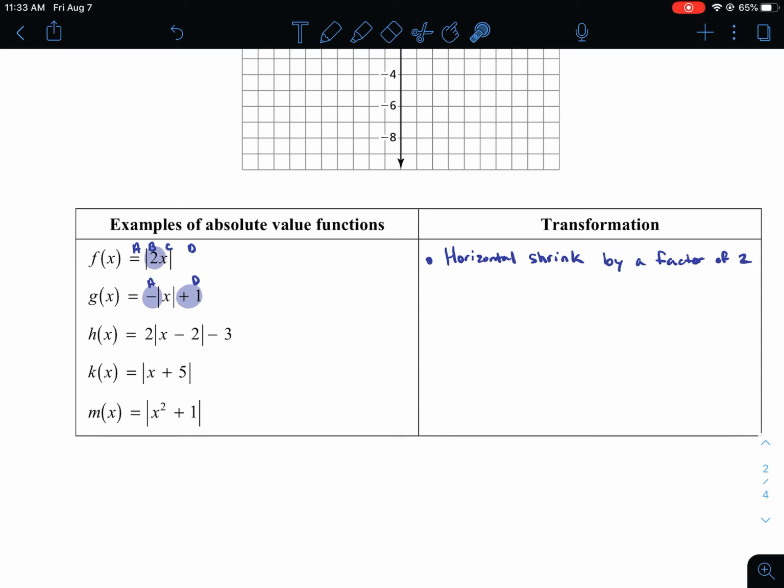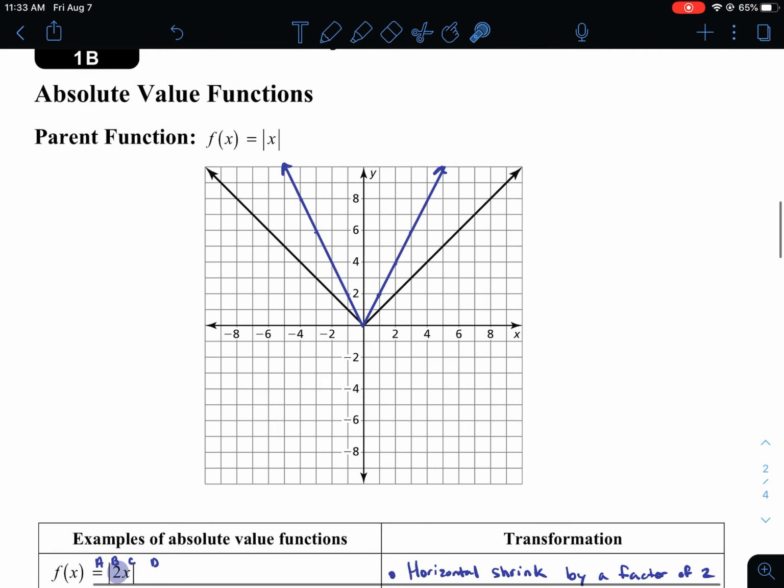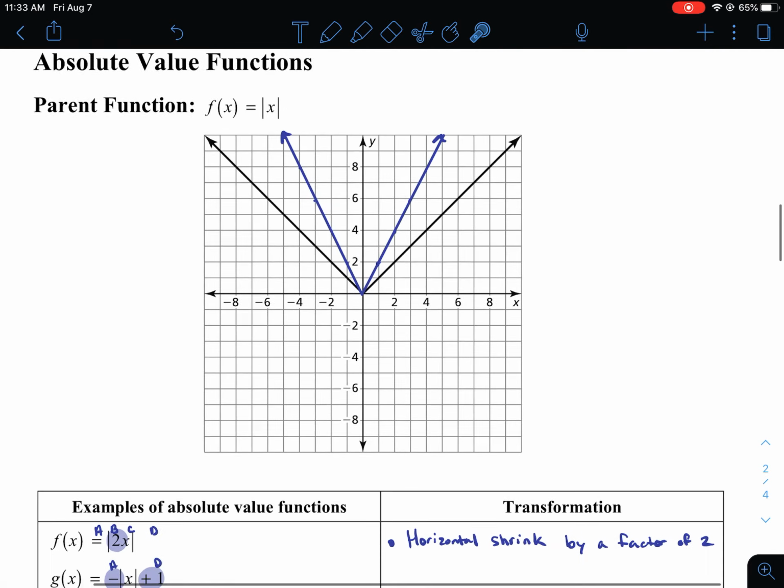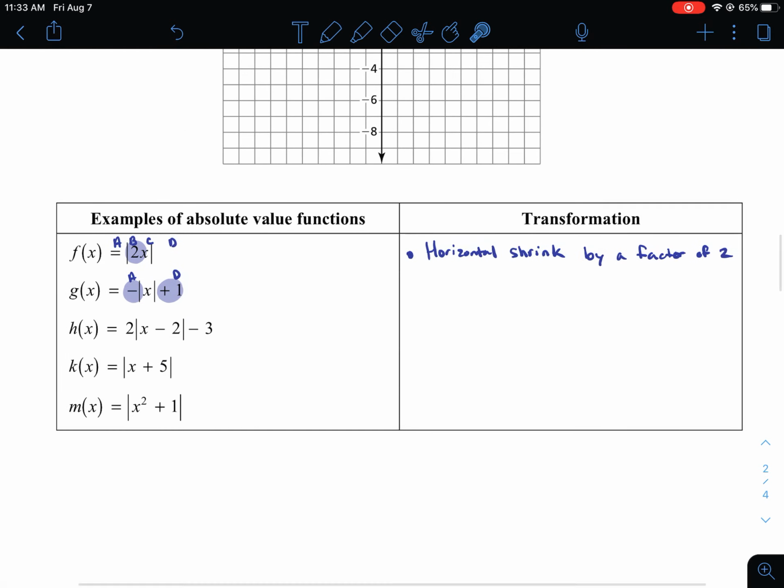Now, A and D will both affect it vertically. A negative A will flip the graph. So normally an absolute value looks like a V, but if you put a negative out front, it's going to flip that V upside down, across the x-axis. And then the D is a vertical shift. So what we have is it is shifted up 1.